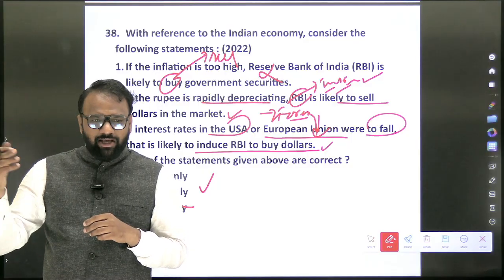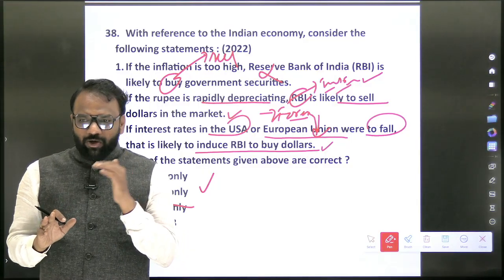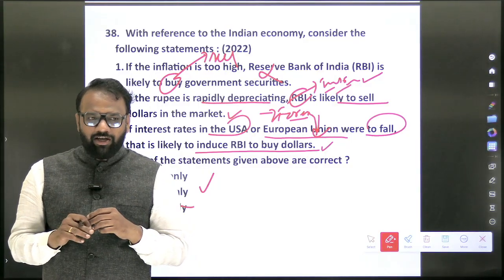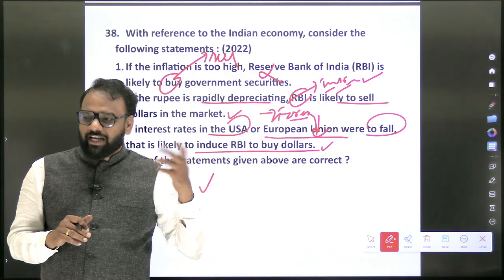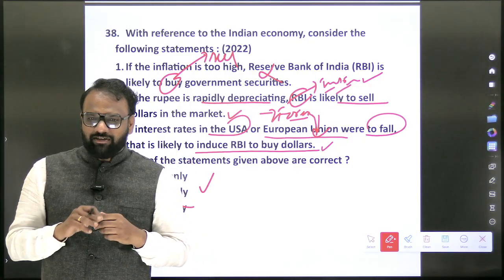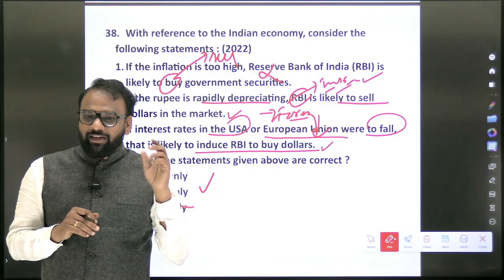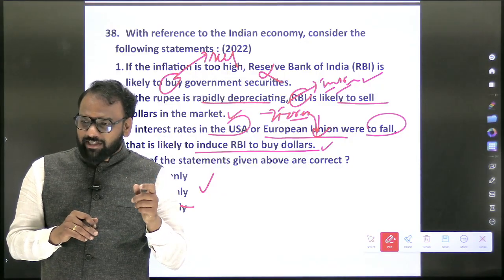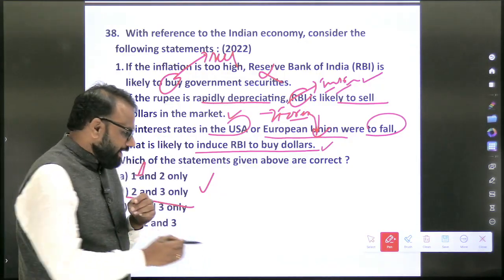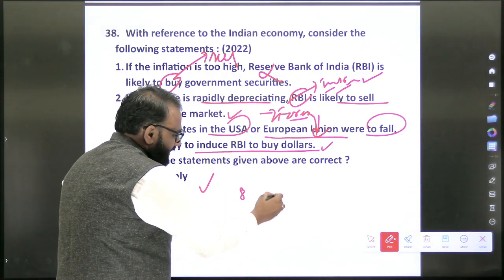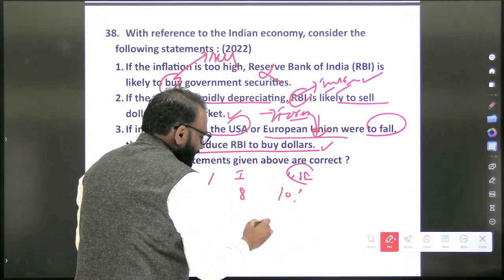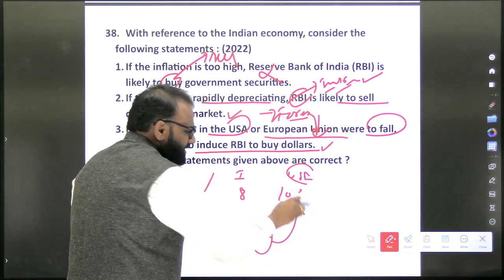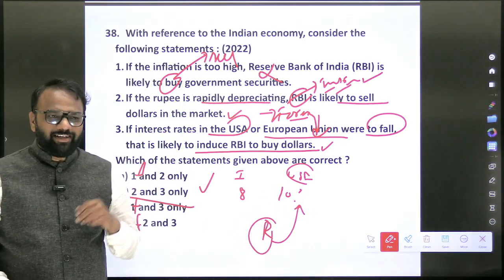Now, a Japanese or any Russian investor has two choices. One is India, another one is USA. In India, the rate of interest is 8. In the USA, the rate of interest is 10. Where will they invest? USA. Now, don't get confused. I say 8 and 10. In India, it is 8. In USA, it is 10. So, a Russian investor will go to USA.